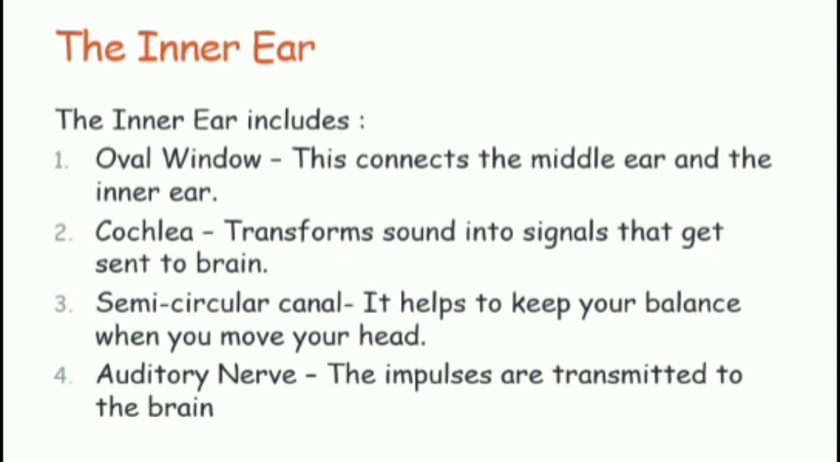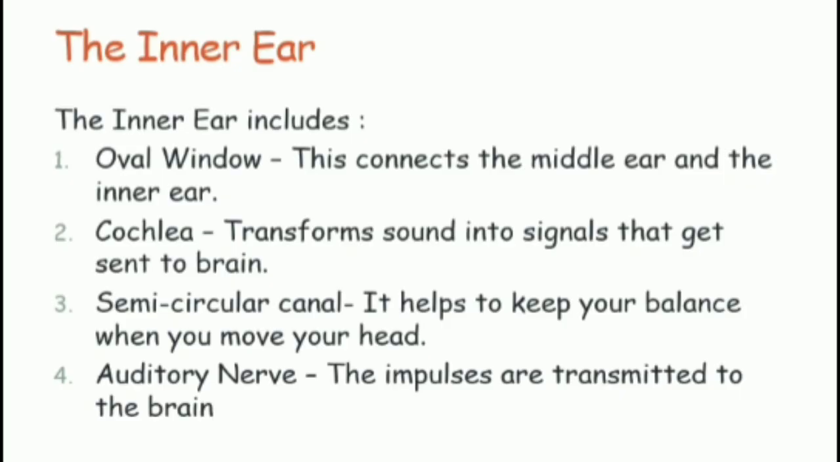So the cochlea is actually a spiral shaped inner ear part. Okay, like this, like this, and then the auditory nerve like this, connected auditory nerve.